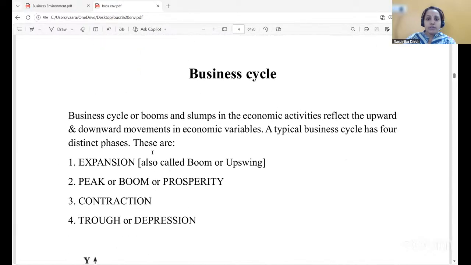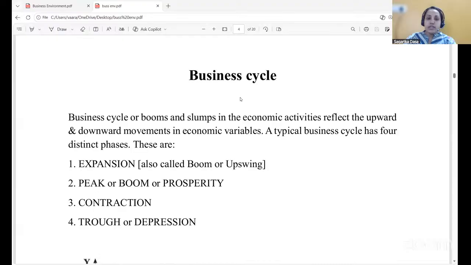The next topic we have is business cycles. When we talk about the economic environment, it includes how the business is affected by the external environment, because the economic environment is macro in nature, external in nature, where business has no control over it. So one of the aspects we have to study in the business environment from the economic aspect is business cycles.